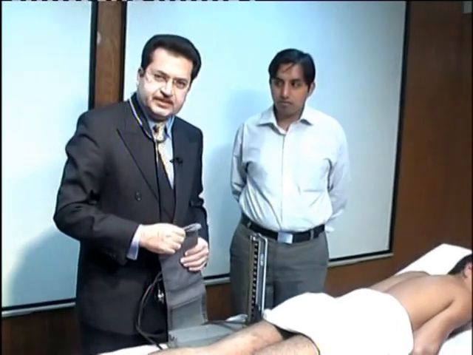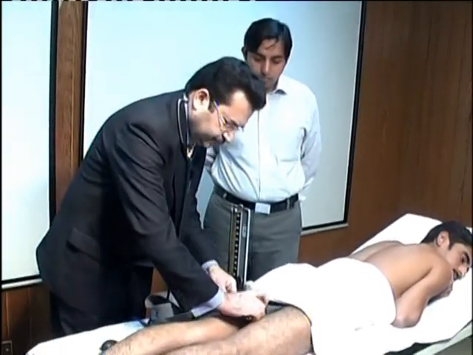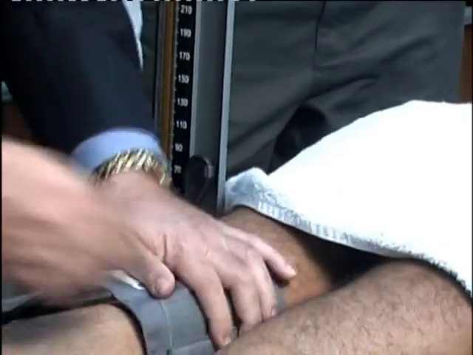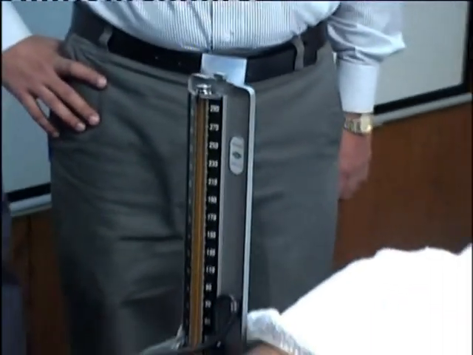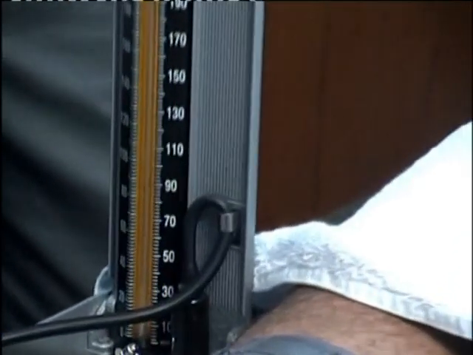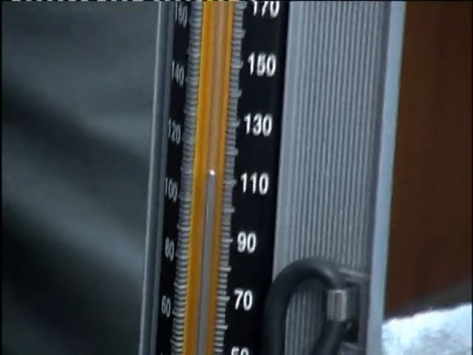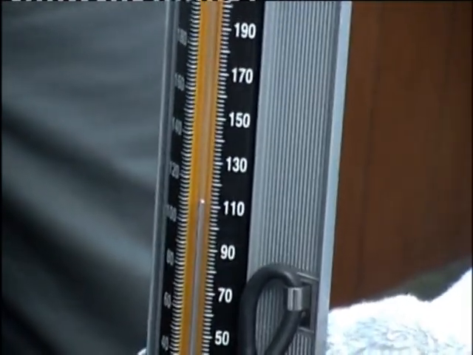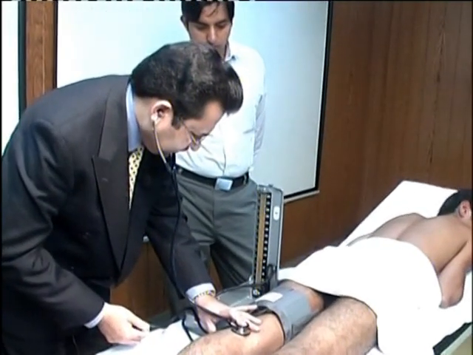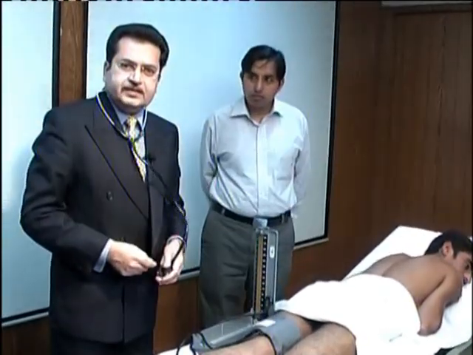To measure the blood pressure in the thighs, you ask the patient to lie prone and put the cuff over the middle of the thigh and then feel the popliteal artery. Then you inflate the cuff and then put the stethoscope diaphragm over the popliteal artery and you measure it as you do in the upper limbs.